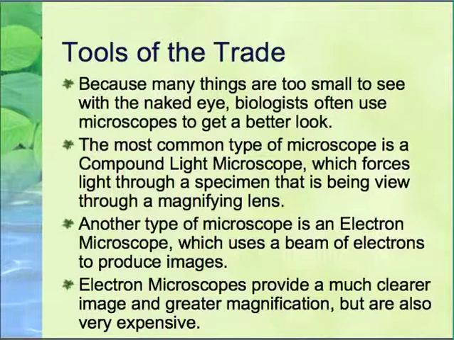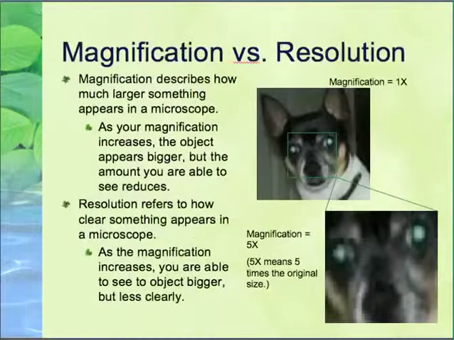Another type of microscope is the electron microscope. This is where a beam of electrons is actually passed through a specimen in order to generate images. Now, you will not be dealing with electron microscopes, despite the fact that they do provide a much clearer image and a much greater magnification, because they are incredibly expensive, and North Central High School doesn't even own one. As a matter of fact, there are a lot of universities that don't own one, so don't stress about that.